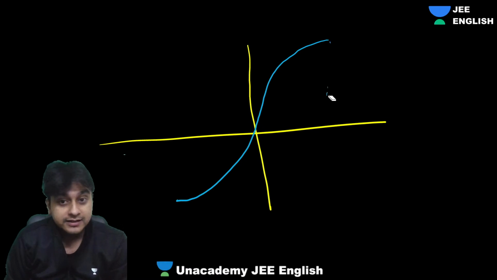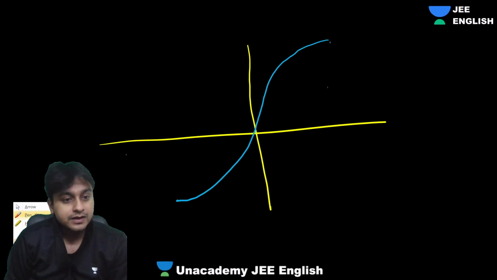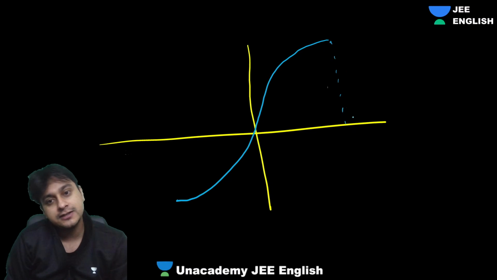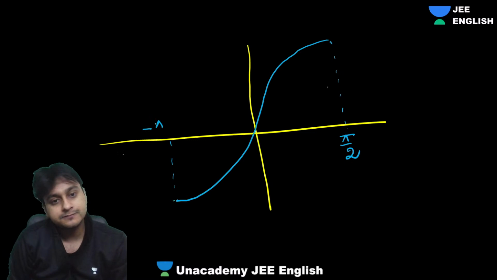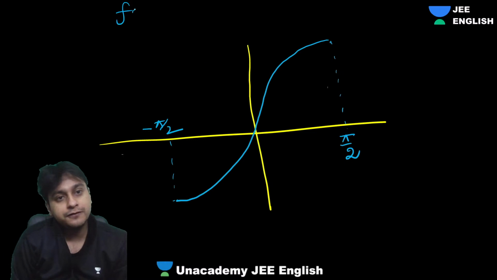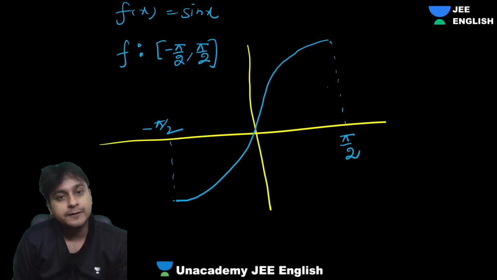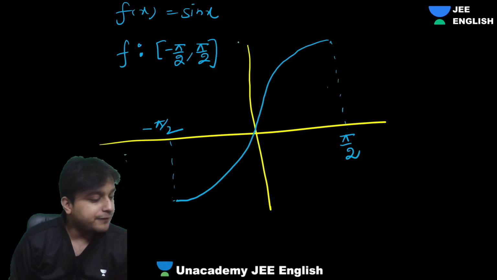What is the function? The function is still sin x, but the beauty of this function is that it is going from pi by 2 to minus pi by 2, right? So this is also a function called f of x equals sin x. But what I've done is I have just changed the domain from minus pi by 2 to plus pi by 2. Now guys, the first set is changed.